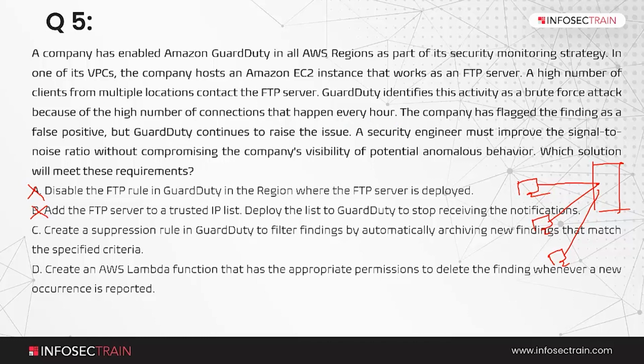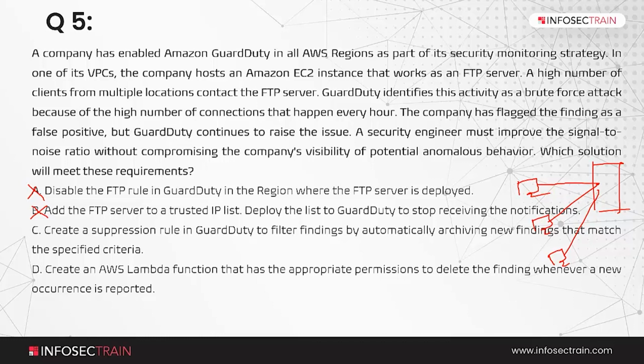So the third one is: create a suppression rule in GuardDuty to filter findings by automatically archiving new findings that match the specific criteria. That's a very important thing. In GuardDuty, there is an option called a suppression rule. That means when you get a finding similar to that particular finding, GuardDuty will automatically archive it, and obviously you will not get many more false positives, and the signal to noise ratio will not be a problem for you.